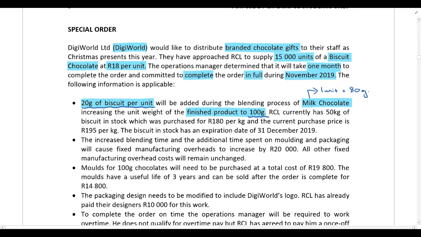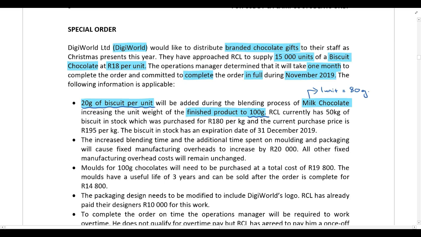RCL currently has 50 kilograms of biscuit in stock, which was purchased for 180 Rand per kilogram, and the current purchase price is 195 Rand per kilogram. The biscuit in stock has an expiration date of 31 December 2019.